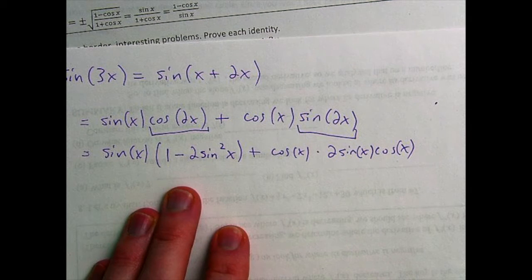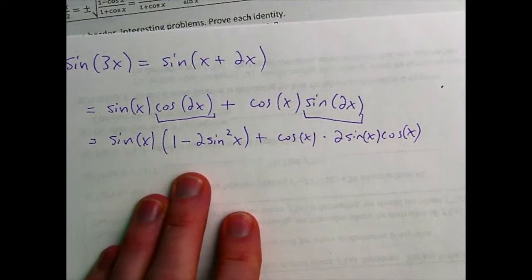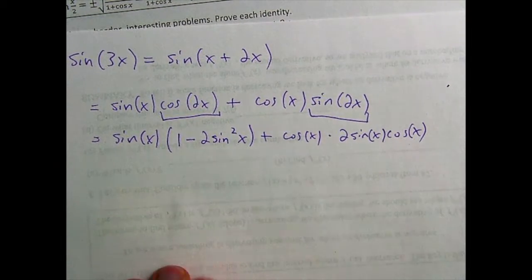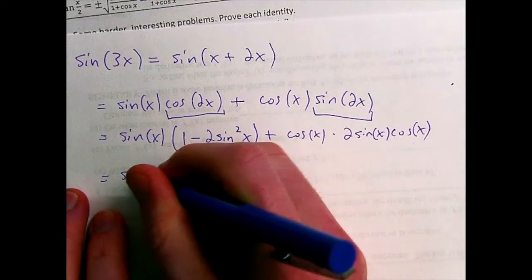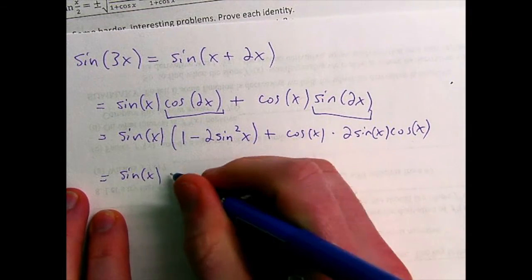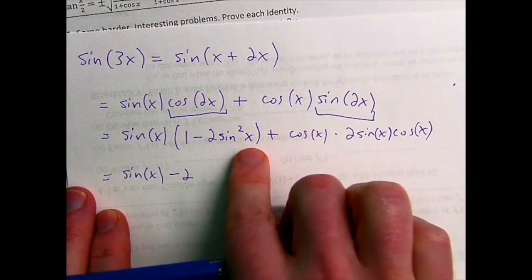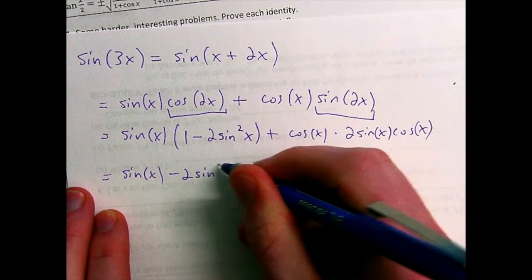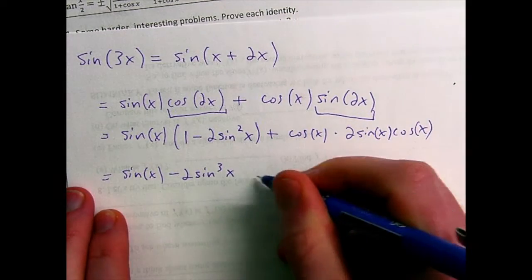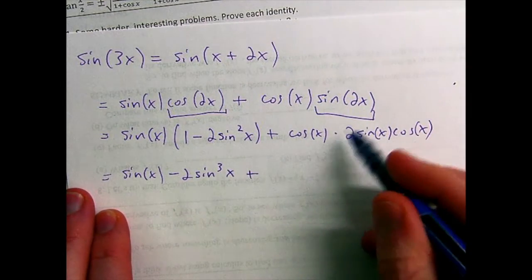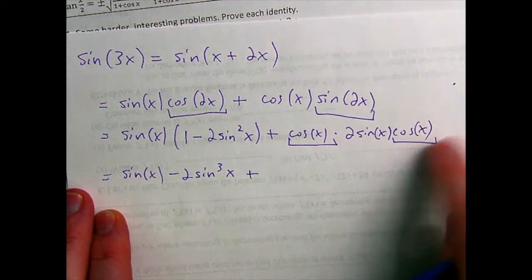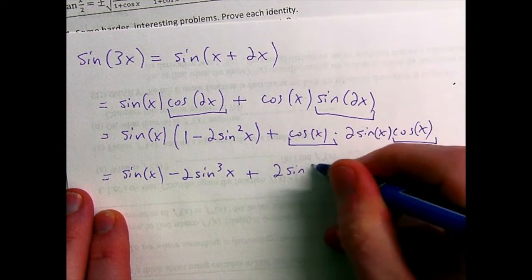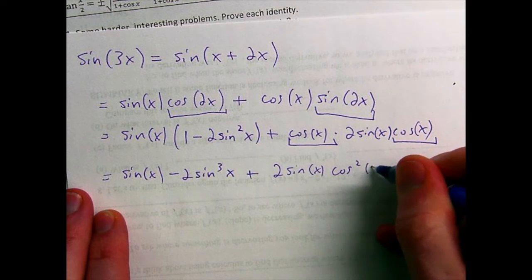Looking at this expression, I think we can clean things up. Maybe the sine x can be distributed to these two things here. I don't know, maybe that's the way to go. So I'll distribute that sine x. Sine x times 1 is sine x minus, and then sine x times 2 sine squared x would be 2 sine to the third x. Plus, in this expression, we have cosine x times cosine x. Those two can be put together to give you cosine squared x. So this whole term is really just 2 sine x cosine squared x.